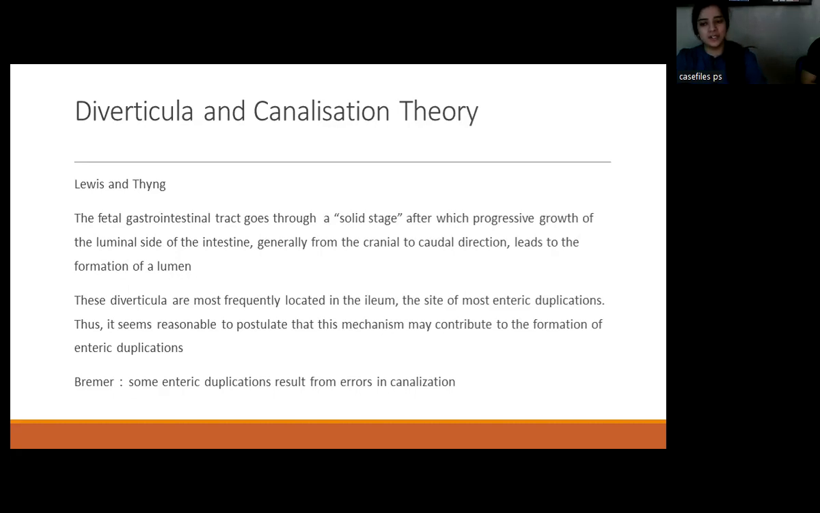Then Bremer postulated the theory that enteric duplication results from an error in canalization. Normally, the intestine passes through a solid phase after which canalization occurs, and this canalization results in the formation of the lumen. However, if this canalization fails, it results in the formation of a duplication cyst. This theory has the failure that in the human intestine, the solid phase occurs only up to the duodenum. After that, there is no solid phase. So beyond the duodenum, if duplication cysts are occurring, this theory fails to explain how it occurs.